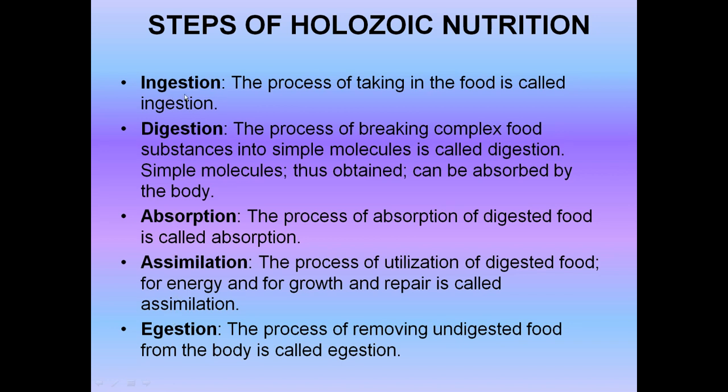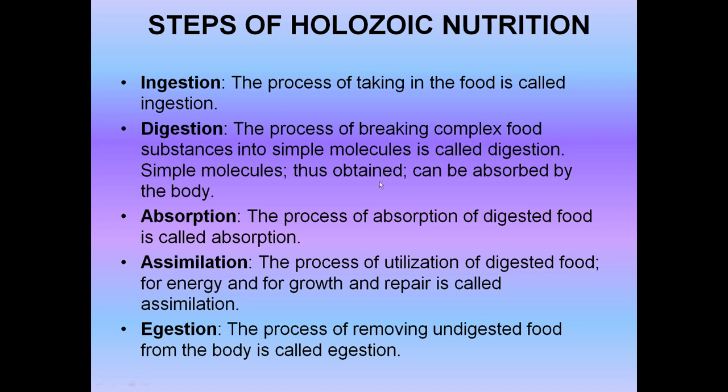So, what is ingestion? It refers to the process of taking in the food. It is a process by which organism used to take the food. Okay, so what is the next step? That is digestion. Digestion refers to the process of breaking complex food substances into the simple molecules. Why it is necessary? As you know, simple molecules are going to be absorbed easily by the body of the organism. That's why this step is very, very important.